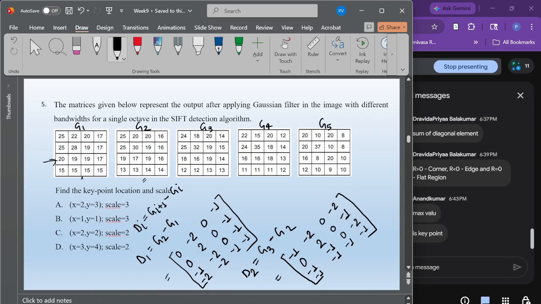Similarly, we have to calculate D3 and D4, right? Now let's take the next one, D3. So D3 is G4 minus G3, right? I just remove D1 from here. We don't require D1 because we require the layer above the center matrix and the layer below the center matrix. So D2 and D3 we require here for the comparison purpose. So I'm just removing it from here, and I will write it somewhere.